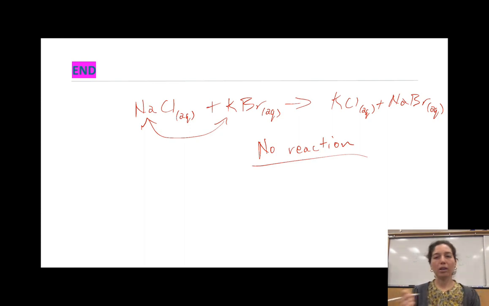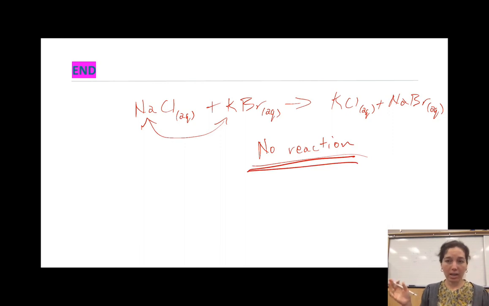Because there's no solid being formed, and we're going to see in the next part of this topic that if we write out our net ionic equation for this reaction, there's actually not anything going on. So we're going to explore that in the next video. But just know that if everything is aqueous in your equation, that means there's no reaction happening. There must be a solid in order for us to consider that a reaction has happened.